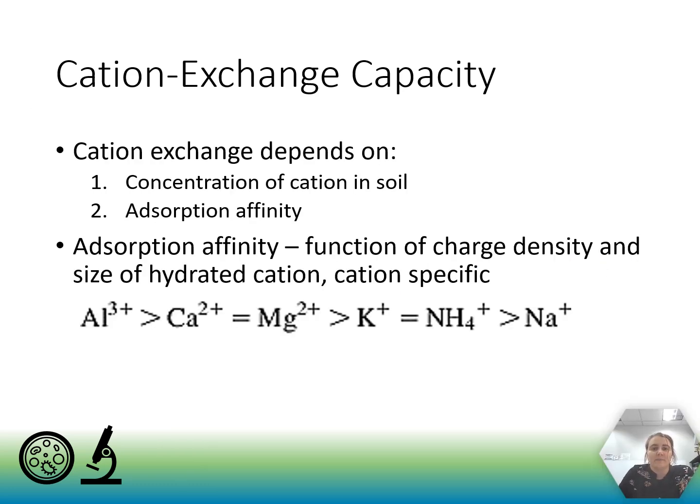And cation exchange is going to depend on not only the concentration of the cation in soil, but also adsorption affinity as well. And adsorption affinity is basically a function of charge density and the size of the ion. So basically what it tells us is our preference for having those cations in the soil. So for example, let me grab my laser pointer, it's preferential to have aluminum because it has a +3 charge. That's more preferential than calcium, but calcium and magnesium have about the same affinity, but their affinity is greater than potassium's affinity. So it's based not only on the charge, but the charge density of specific cations.